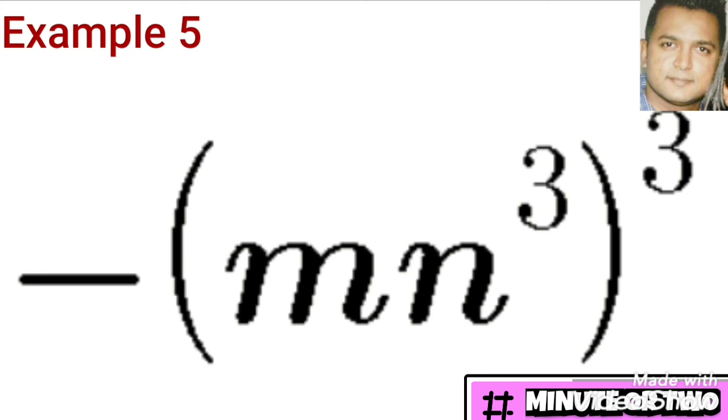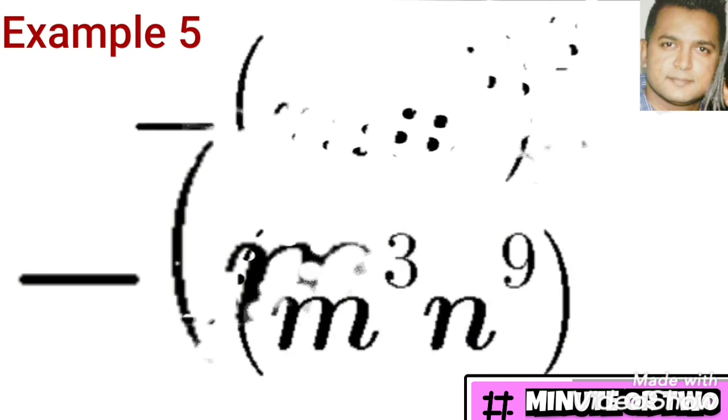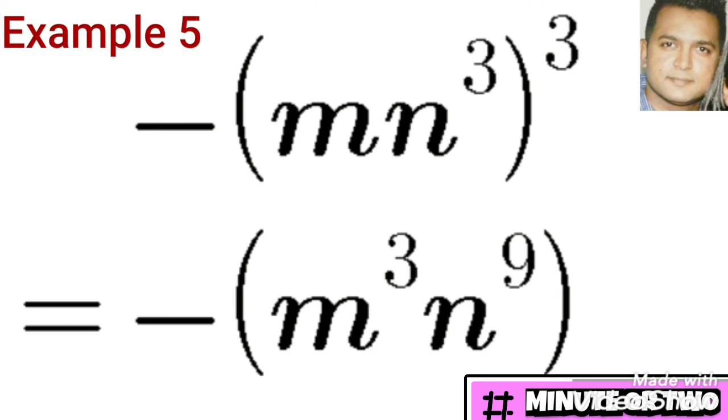And remember, we are working first with what's in the bracket, and then we will work out in terms of what's outside. So our next step would look like this. When we multiply the 1 times 3, we get m to the power 3, and the 3 times 3 will give us n to the power 9.